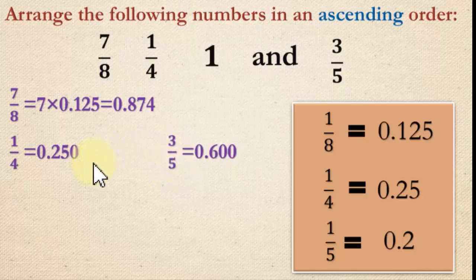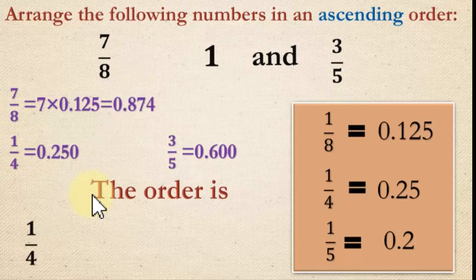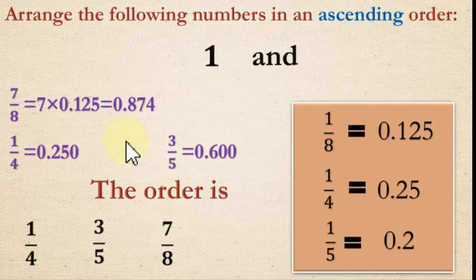Okay, the smallest fraction is, well done, 0.250, which is a quarter. So we will start with a quarter as the least value. After that, 3 over 5, which is 0.600. After that, 7 over 8, which is 0.874. The greatest one is 1.